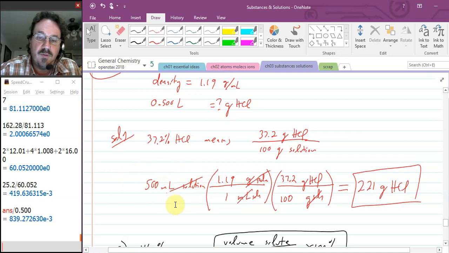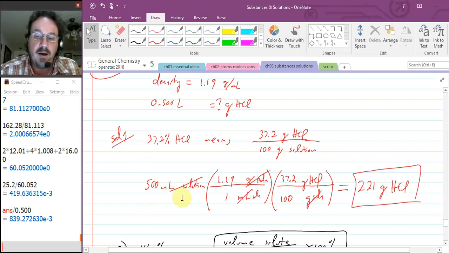500 milliliters. Why did I use that? Well, they told me 0.5 liters, but if I'm going to use the density, which is in per milliliter, now we've got to get them to do the same. So 0.5 liters is the same thing as 500 milliliters. And you should be able to do that conversion. Just move the decimal point 3 places.